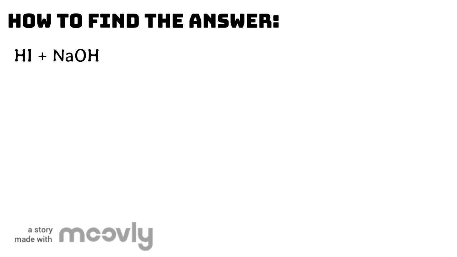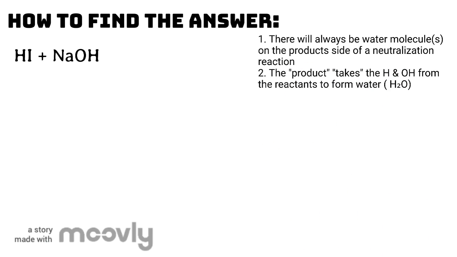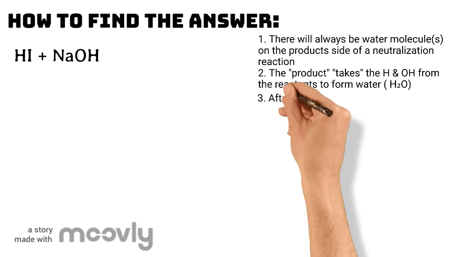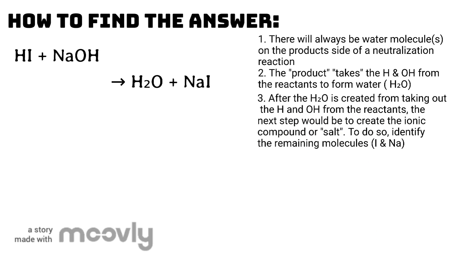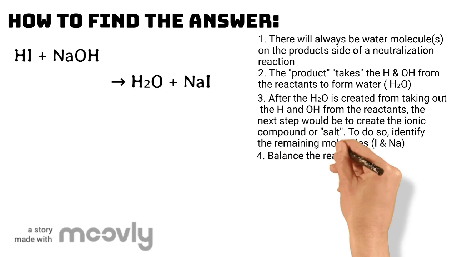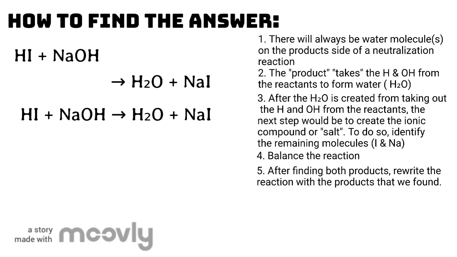Now we'll see how to find the answer for HI plus NaOH. Step 1. There will always be water molecules on the product side of a neutralization reaction. Step 2. The quote-unquote product takes the H and the OH from the reactants to form water, which is H2O. Step 3. After the H2O is created, the next step would be to create the ionic compound or salt. To do so, identify the molecules remaining. Step 4. Balance the reaction. Step 5. After finding both products, rewrite the reaction with the products that we found.